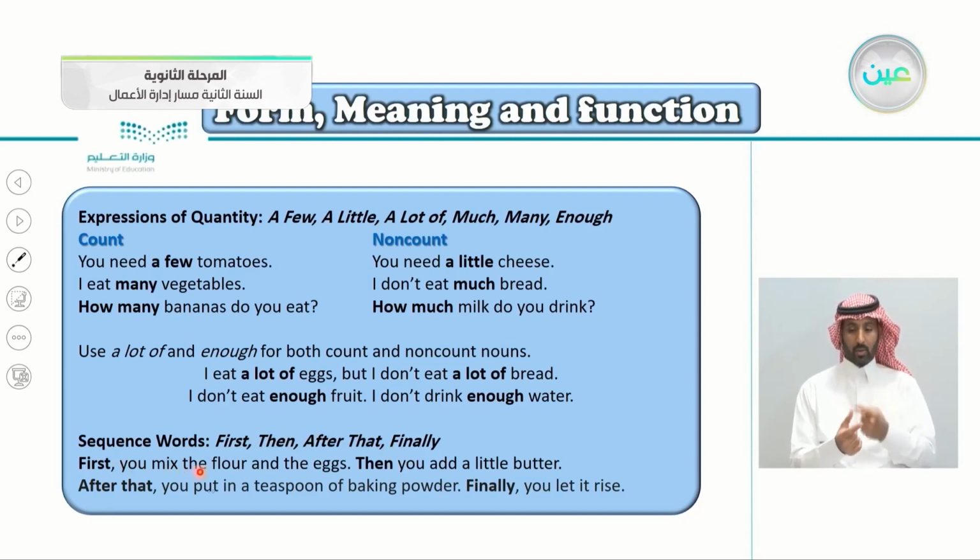Sequence words: first, then, after that, finally. First, you mix the flour and the eggs, then you add a little butter. After that, you put in a teaspoon of baking powder. Finally, you let it rise. So these are steps for cooking something here.